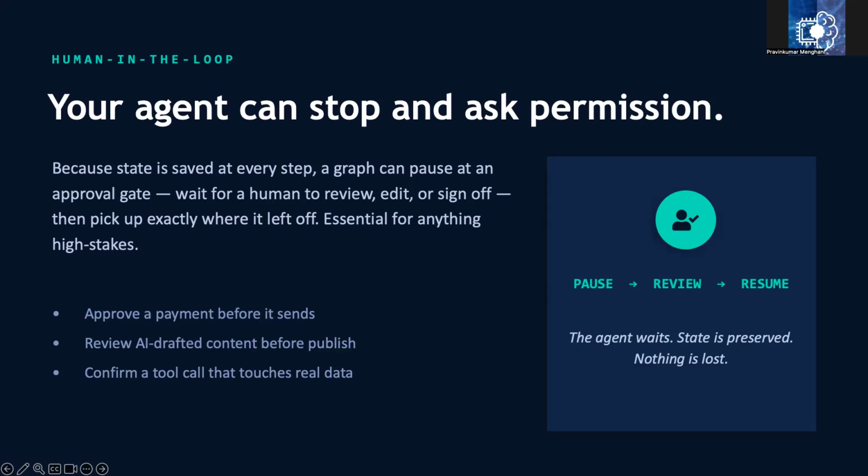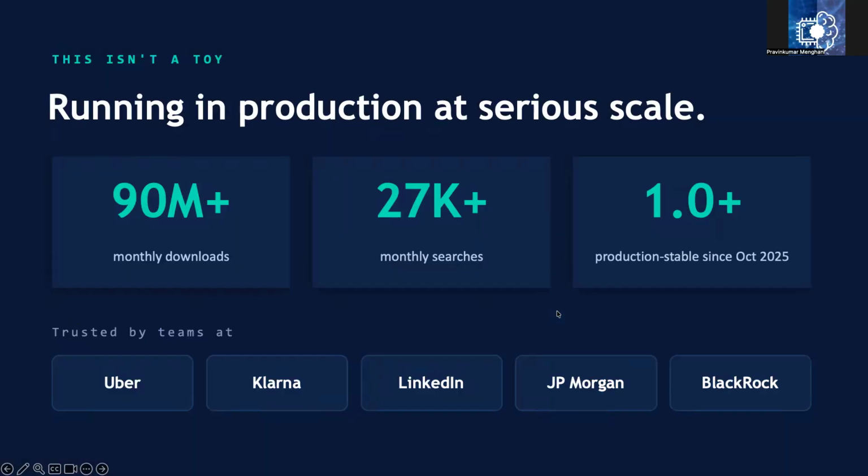Now, this isn't a limitation. It's a feature. It's what gets an AI agent past legal, compliance, and maybe your VP's anxiety. Let's take a look and understand how we want to run this agent in production at serious scale.